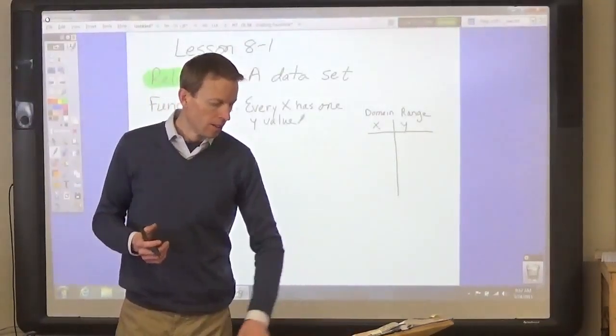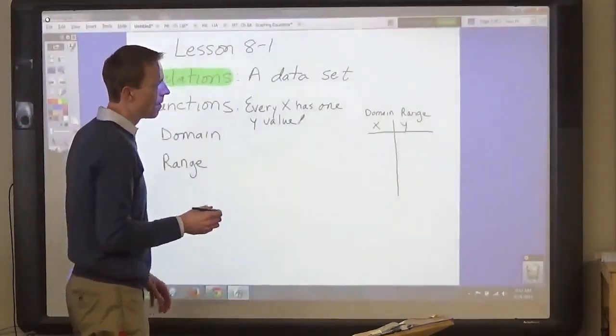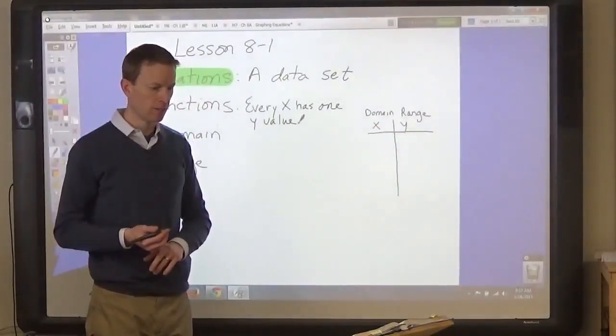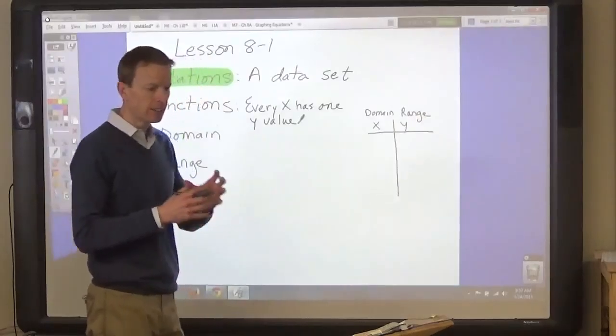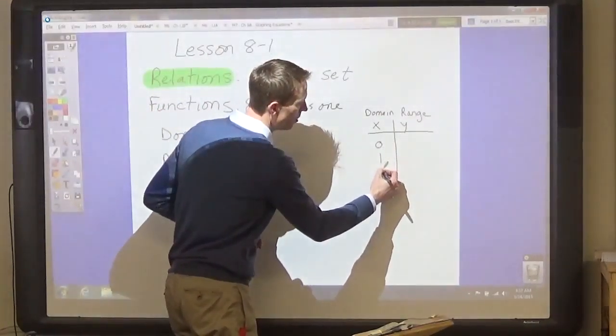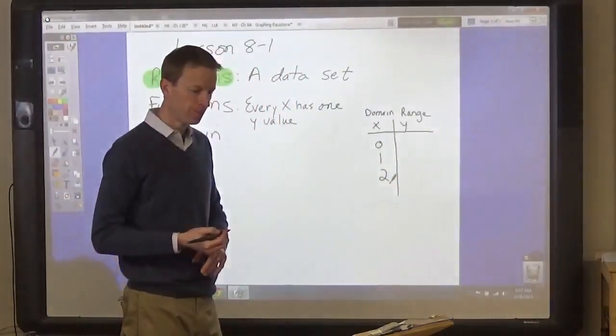Now, if you look at it in terms of x and y, just the numbers themselves, and we had a set of data that had the numbers 0, 1, and 2.